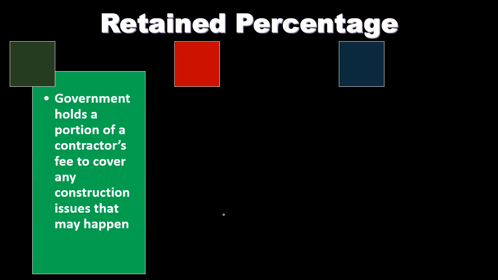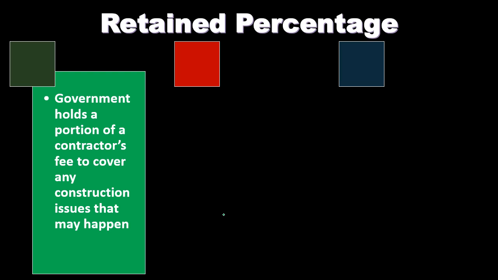A retained percentage: the government holds a portion of a contractor's fee to cover any construction issues that may happen. So note what we're saying here is that we have a contractor. The contractor has been contracted to build the capital project, such as a building or a bridge. They have done some of the work, completed some of the work, and have billed some of the work. We pay them for the billing of the work as they go, as is the agreement.